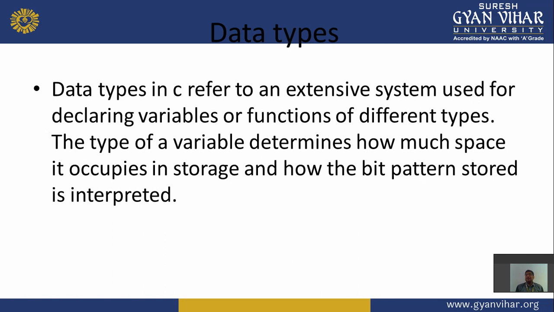Data type in C refers to an extensive system used for declaring variables or functions of different types. The type of a variable determines how much space is occupied in storage and how the bit pattern stored is interpreted. Which memory, which storage? In a computer you use two types of memory. First is primary memory and second is external memory. External memory is the hard disk and primary memory is your RAM.